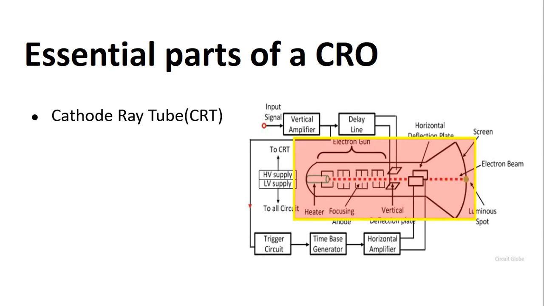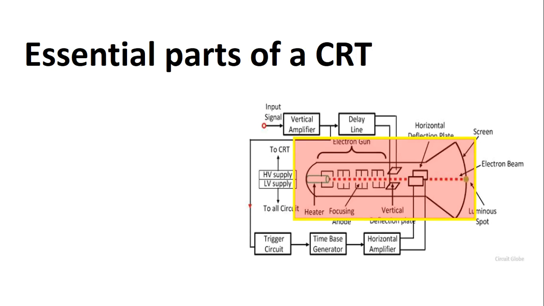Next is the cathode ray tube. It is a major important block of the CRO. It is also known as the heart of the CRO. It mainly consists of four parts: electron gun, vertical deflection plates, horizontal deflection plates, and fluorescent screen. We shall discuss in detail the parts of the CRT.